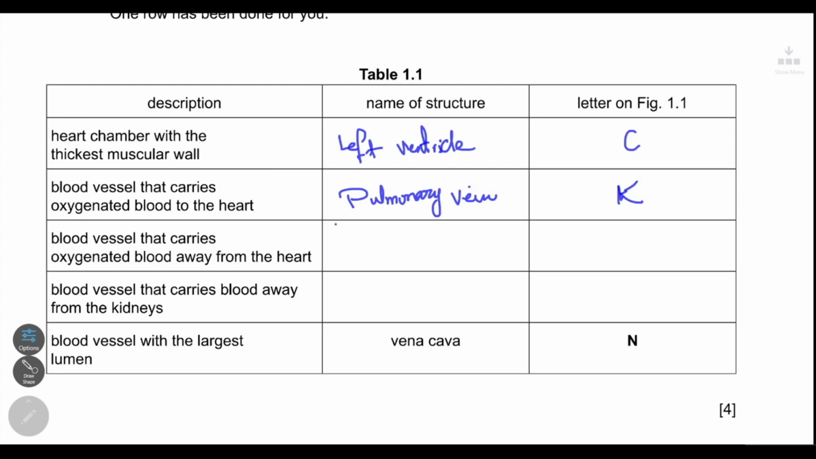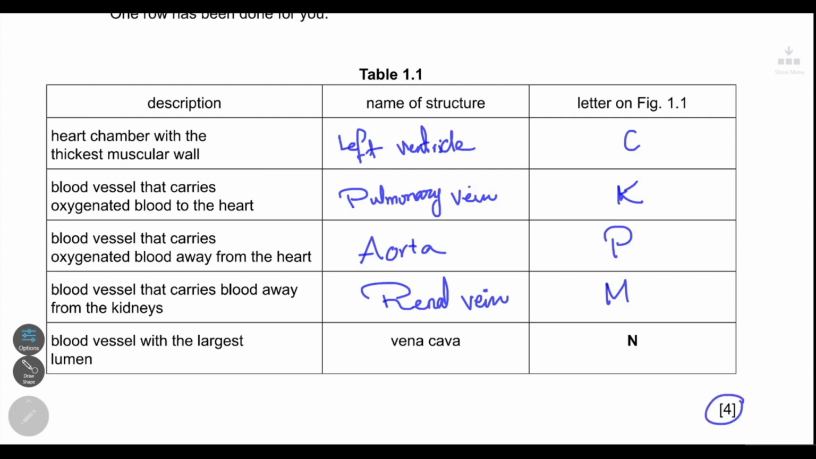Okay. So, blood vessel that carries oxygenated blood away from the heart, surely it is the main blood vessel, the main artery, it is the aorta. And it was labeled P. Blood vessel that carries blood away from the kidney, this is the renal vein. And it was labeled with the letter M. Here, blood vessel with the largest lumen, yes, it is the vena cava, the biggest, or the main vein in the body, the vena cava.